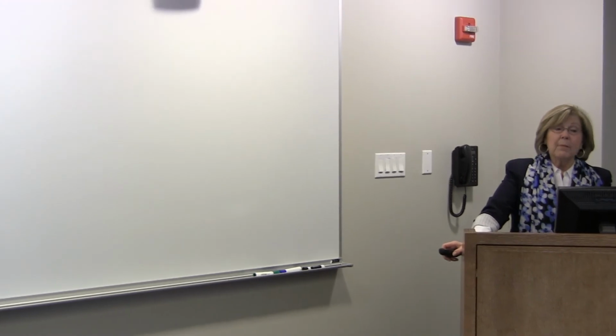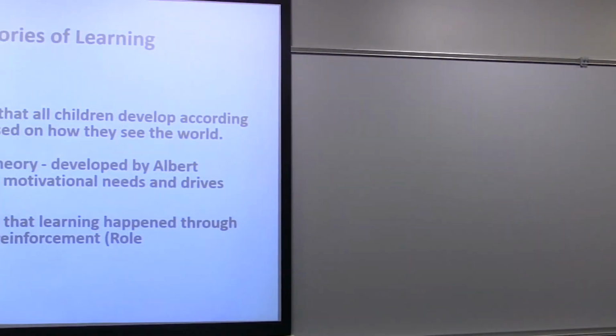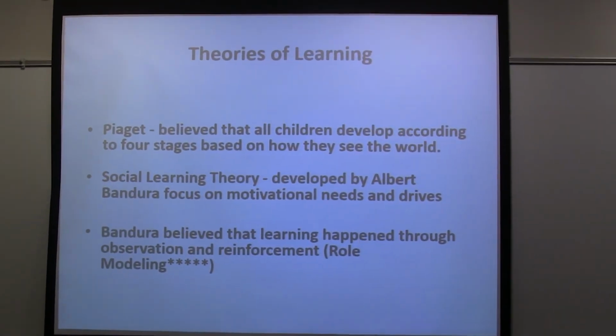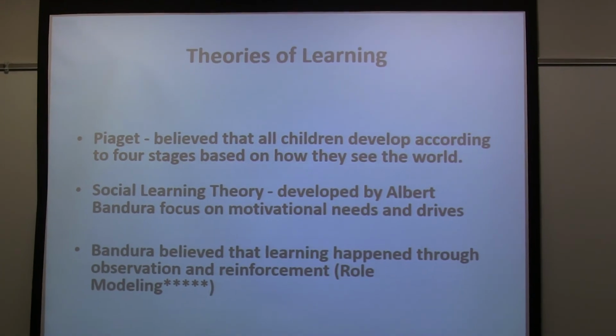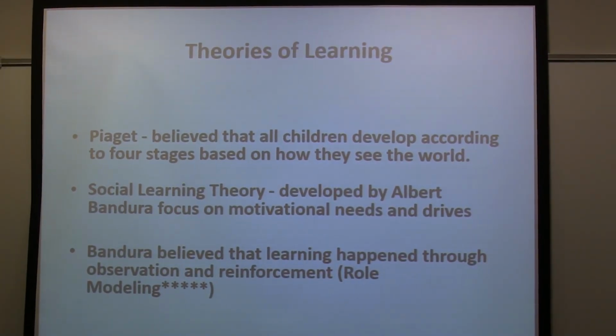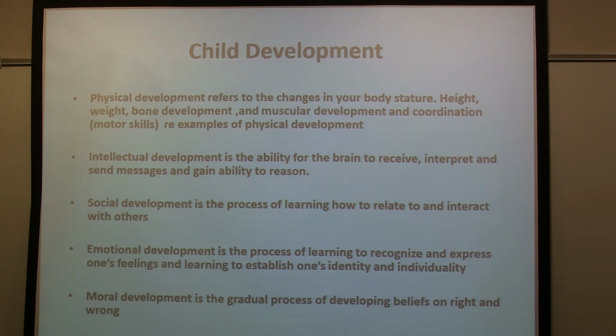Some of the theories of learning that you should review in some of the materials, I'm touching on them, but you can read through them and review them. Piaget believed that all children develop according to 4 stages based on how they see the world. Social learning theory was developed by Albert Bandura, and it focused on the motivational needs and drives. Bandura believed that learning happened through observation and reinforcement, role modeling. So that role modeling of parents and caregivers was considered to be critically important, and the reinforcing of positive behavior is what he considered to be really important.